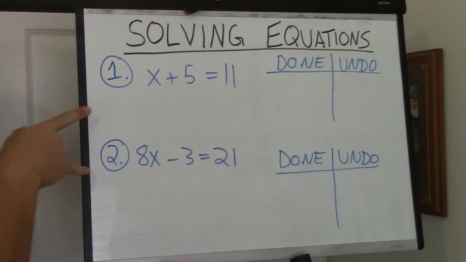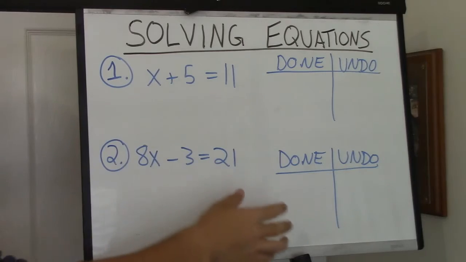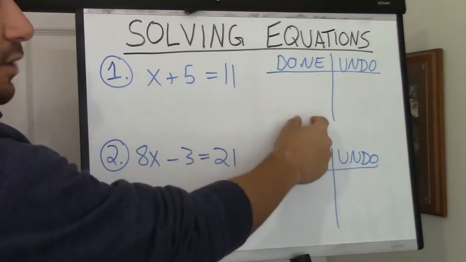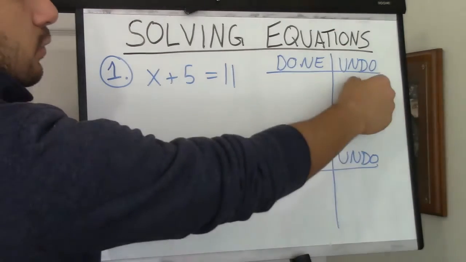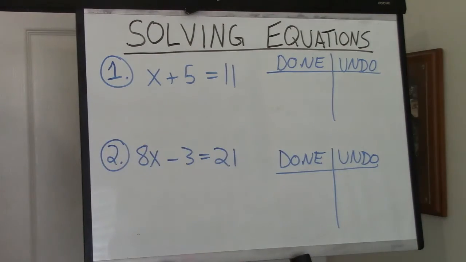Now I want you to try these two examples. I use this chart here so that you could list out what is being done and in what order it's being done, and list out the order that it needs to be undone. So pause the video, try these two examples, and we will go over the solution when you're ready.